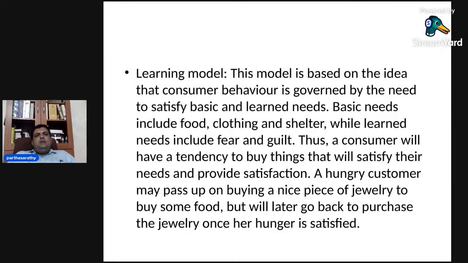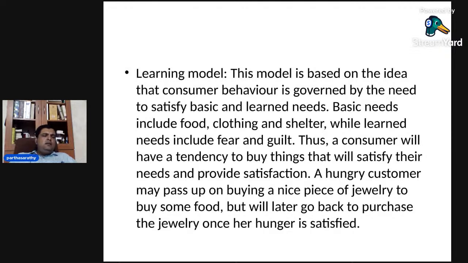Next is the learning model. This model is based on the idea that consumer behavior is bound by the need to satisfy basic and learned needs. Basic needs include food, clothing, shelter, while learned needs include fear and greed. Thus, a consumer will have a tendency to buy things that will satisfy their needs and provide satisfaction. Learning plays a very important role in the customer mindset.